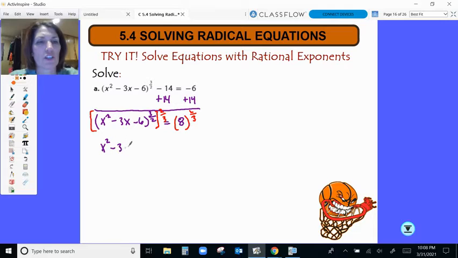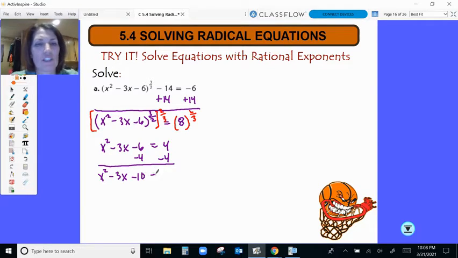So this just becomes x squared minus 3x minus 6 equals, now this is a cube root, so I don't need to worry about two solutions because cube roots only have single solutions, okay? The cube root of 8 is 2 and 2 squared is 4, okay? So now what I have here is just a quadratic, and so I just need to solve my quadratic like we always do, get everything equal to 0, x squared minus 3x minus 10 equals 0. Now factors of negative 10 that add up to negative 3 are going to be x minus 5 times x plus 2. Okay, so my solutions are going to be x equals 5 and negative 2.